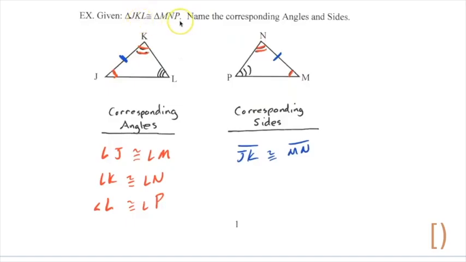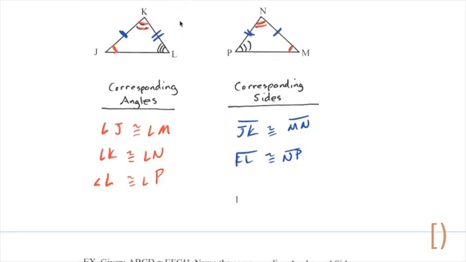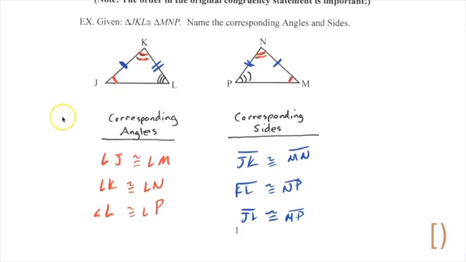KL goes with NP. So KL is congruent to NP. KL is over here, and NP is right here. And then lastly, we have JL is congruent to MP. Order does matter. If I do JL first and last, it has to be first and last MP. These match. And that's how you use a congruency statement.